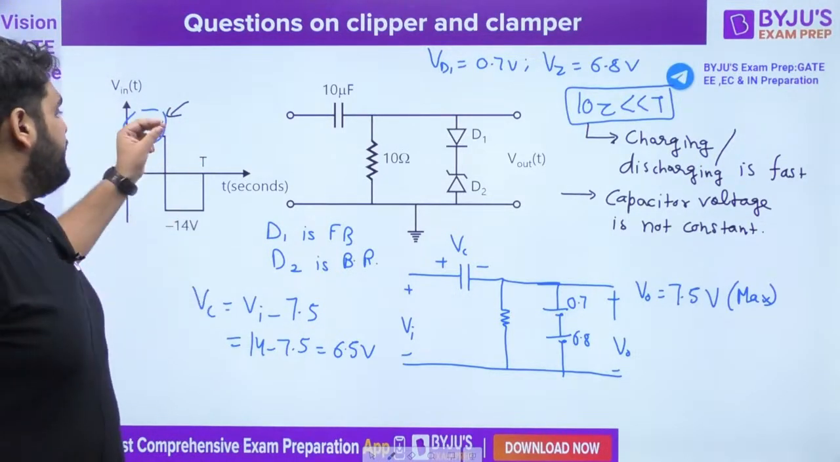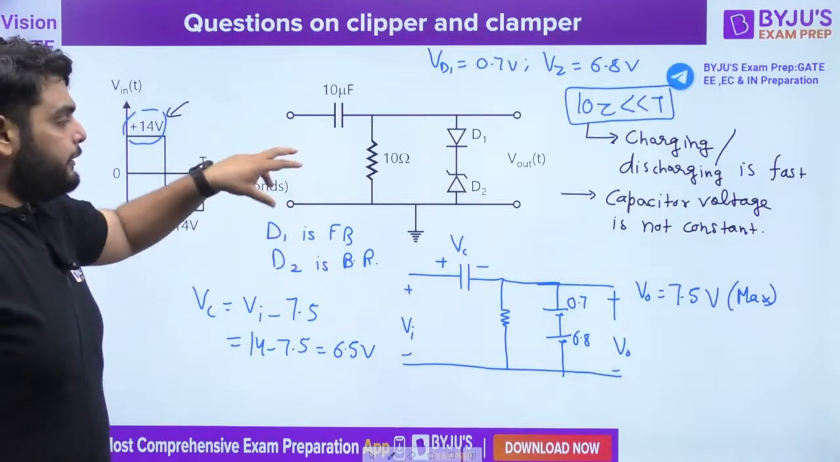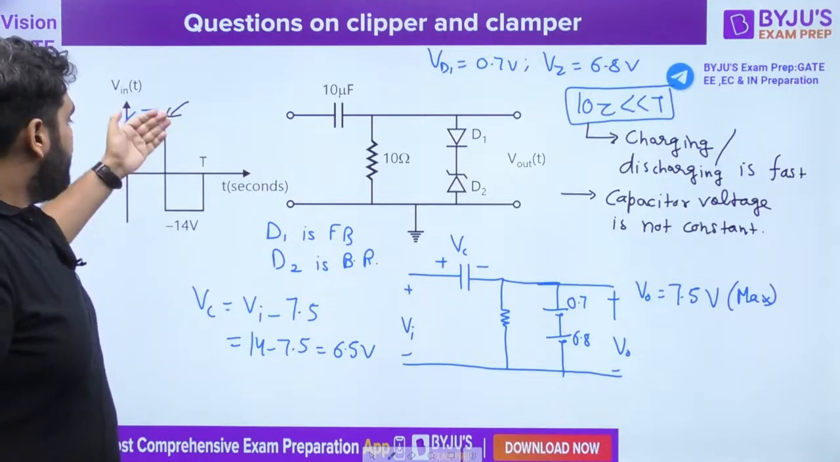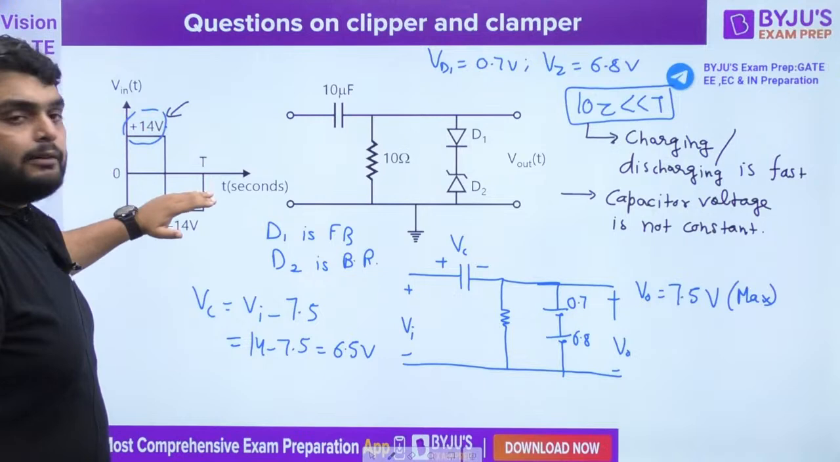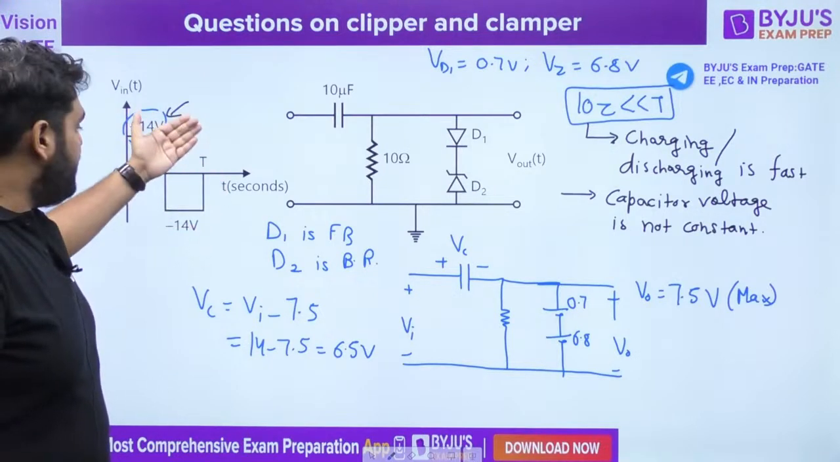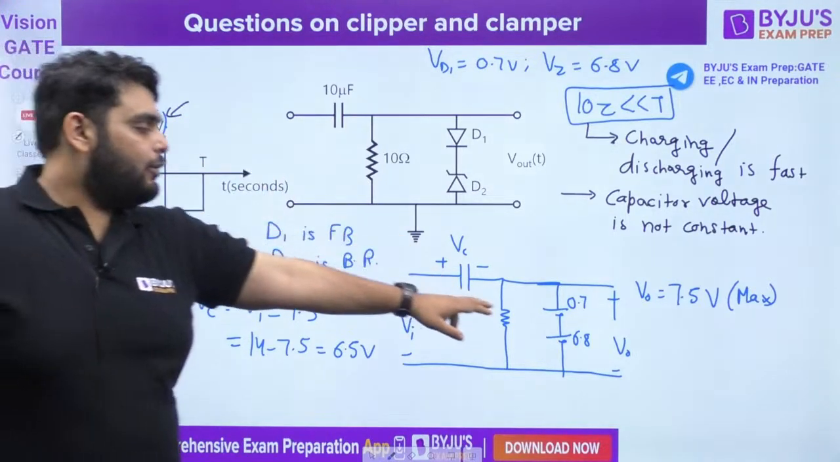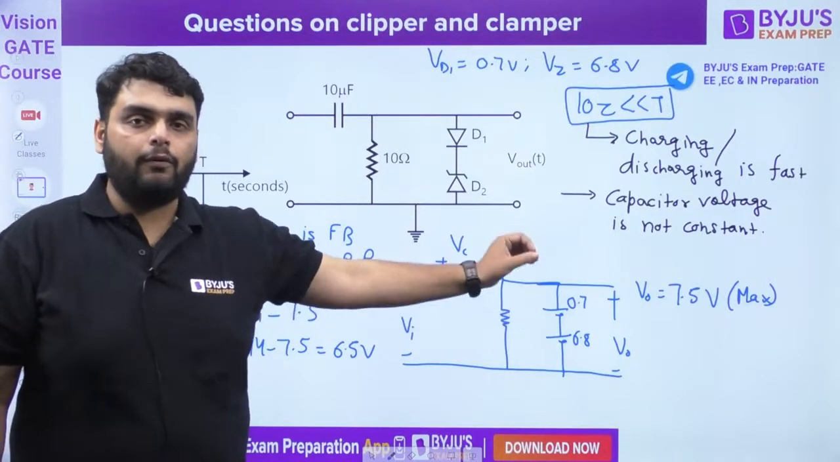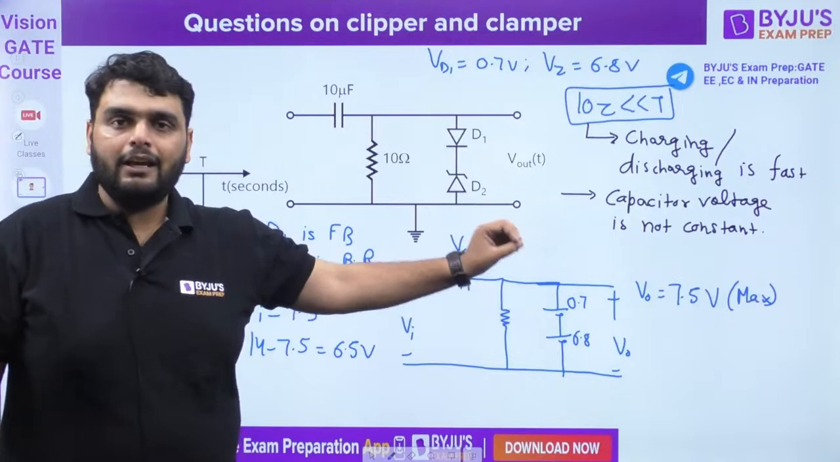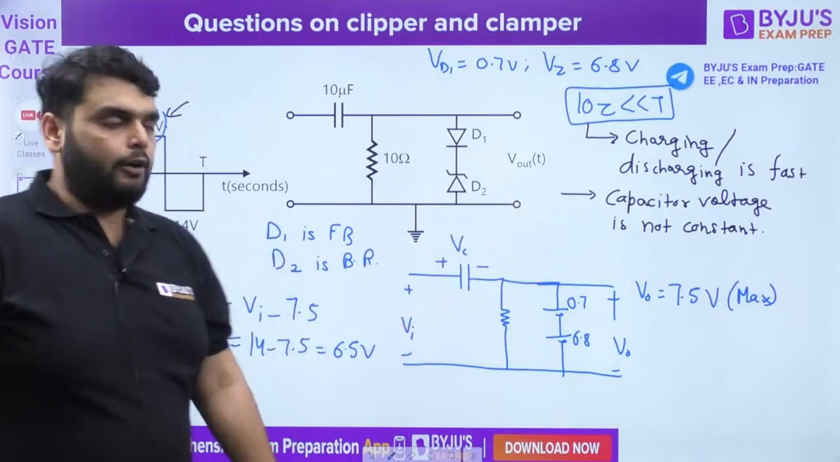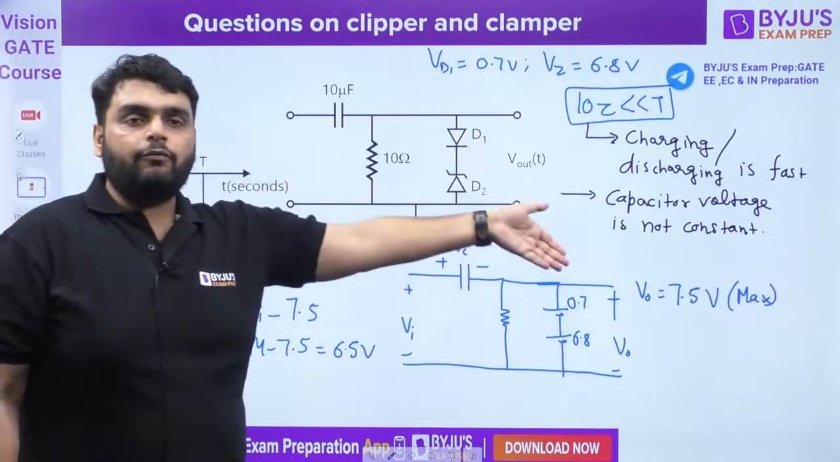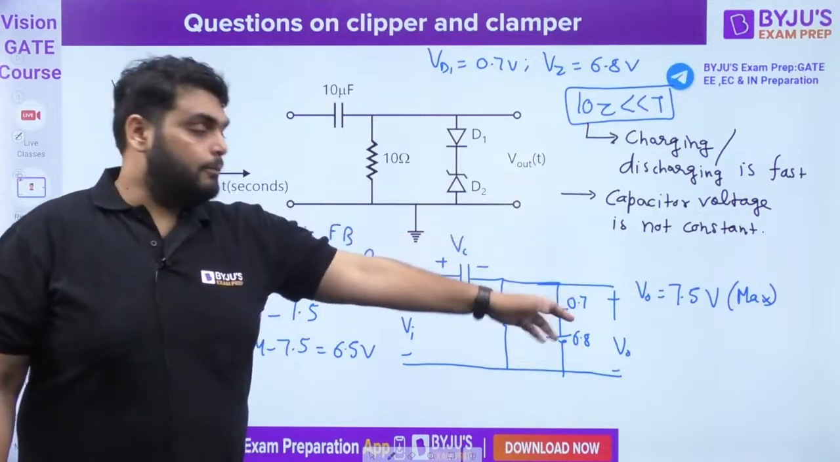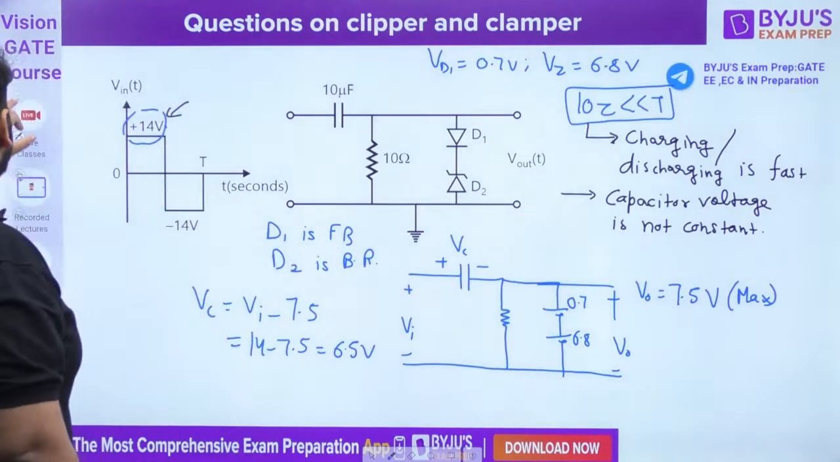Now what happens when the negative half cycle comes? Diode D1 will get reverse biased, so obviously diode D1 is going to be off. And the Zener diode will be in the forward region, but there is no use because diode D1 is in series, so it is going to be off.